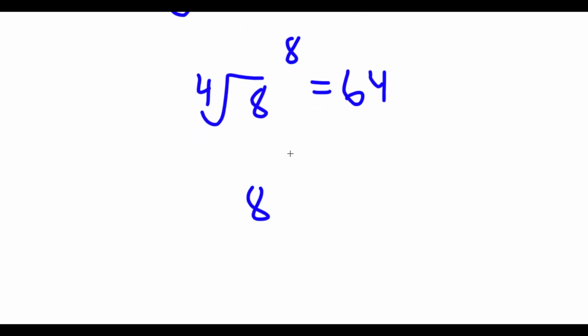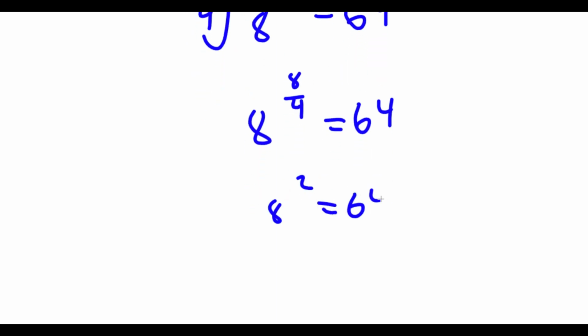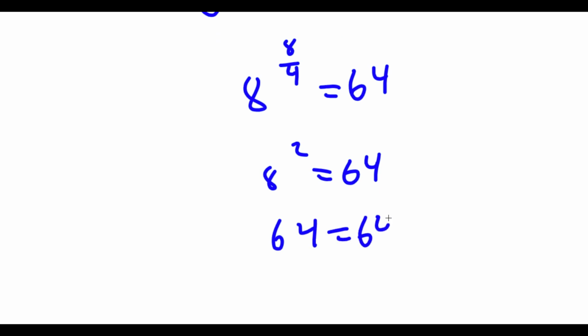Now, this is the same thing as 8 to the power of 8 over 4 is equal to 64, meaning 8 to the power of 2 is equal to 64, and 64 equals 64. So this is right.